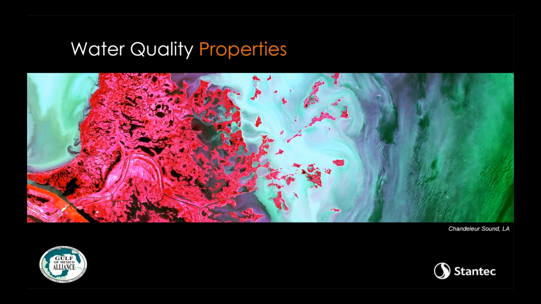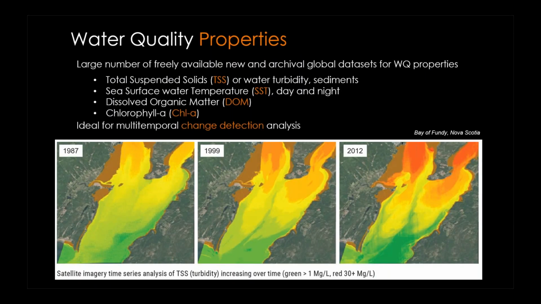Moving on to water quality properties. There are a number of different water quality properties that we can obtain using satellite imagery. Those are total suspended solids or turbidity. We can look at sea surface water temperature, dissolved organic matter, chlorophyll A. Really, satellite data is ideal for multi-temporal change detection.